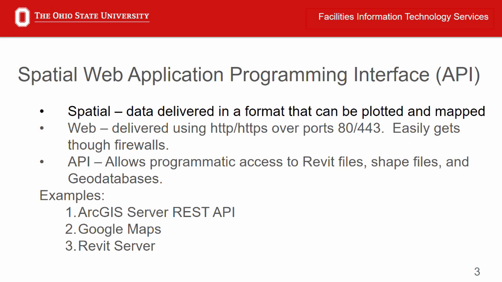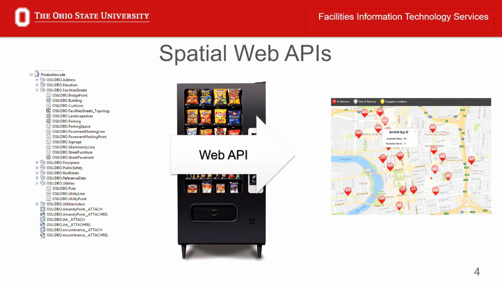So some examples: we have our ArcGIS Server REST API. Google Maps uses this web API. Revit servers. All of these things use this API format. And this example here basically shows that we pull in data from one source, we use a web API, and then we can visualize and map this stuff and plot it.